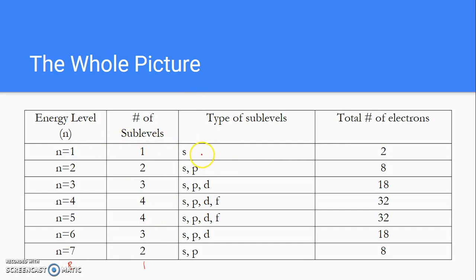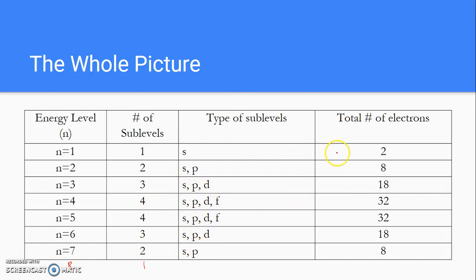Well, y'all, it goes in order. You always start with S, so if you have 1 sublevel, you have no choice but to have S. If you have 2 sublevels, you have S and P. 3, you have SPD. 4, you have SPDF. You must always start with S. If you have something after S, it has to be P, and then D, and then F.